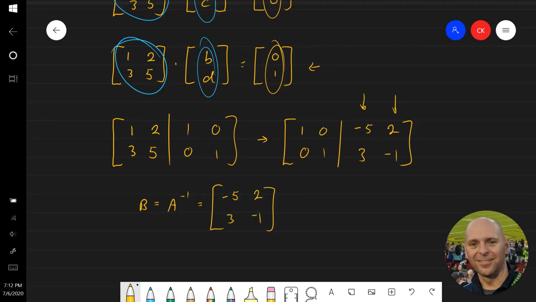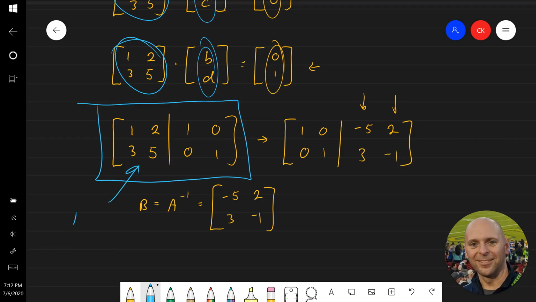So in reality, when we ask to find an inverse for a particular matrix, we generally just jump right to this statement where we have the matrix A on this side and the identity matrix of the same size on the other side.